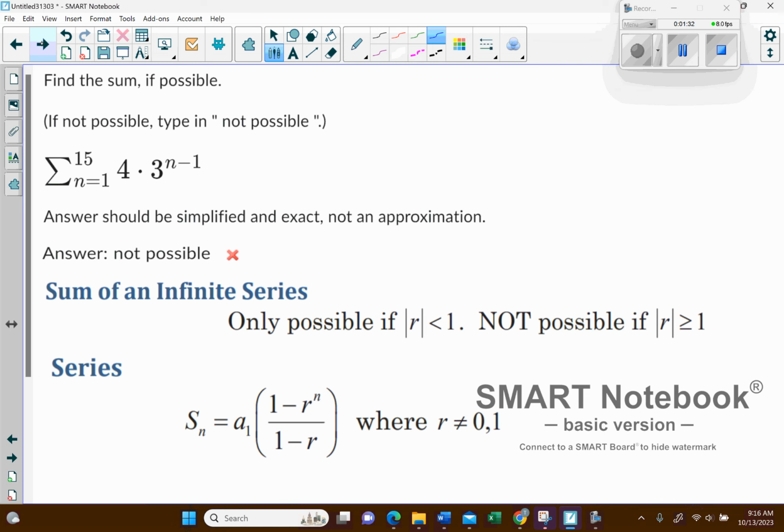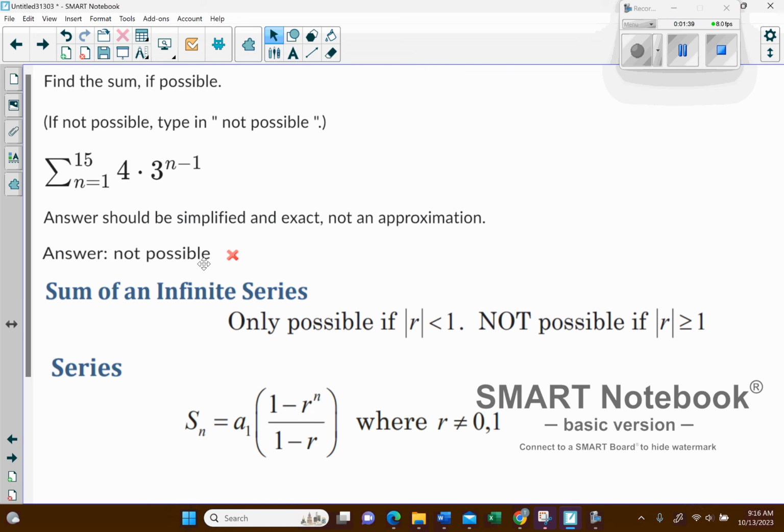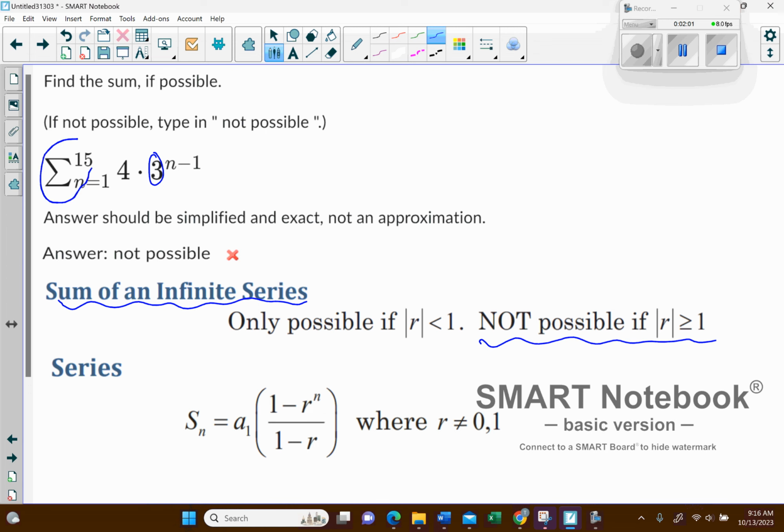And then on this one, this is from the homework. I think this might have been question 5 or 6. I can't remember. But you put not possible, and you basically said, well, wait a second, the R value is greater than 1. Well, yeah, the R value is greater than 1, but you were thinking of the sum of an infinite series. And so, yeah, it's not possible if the absolute value is greater than or equal to 1. But the thing is, this is not an infinite series. It's the summation from 1 to 15.